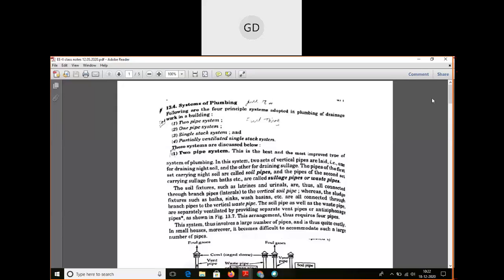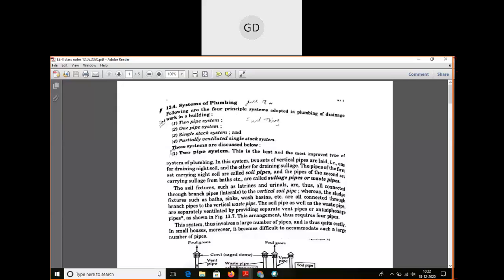Number one is the two pipe system. Number two is the one pipe system. Number three is the single stack system. And number four is the partially ventilated single stack system. We will be discussing one by one with each of the diagrams. We have the diagrams also.